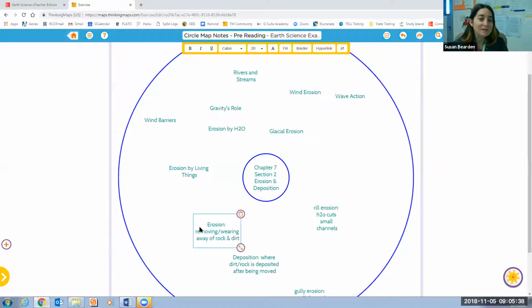Now remember, a circle map is a way to just note your thinking and help you think about this topic. So does it have to be perfect sentences and paragraphs? No, especially not if I'm doing circle map notes. I need to make sure that I can understand it and that it has all the necessary components. So as long as I have my word and my definition, it does not have to be copied word for word out of the book. It needs to mean something to me so that I will remember it.